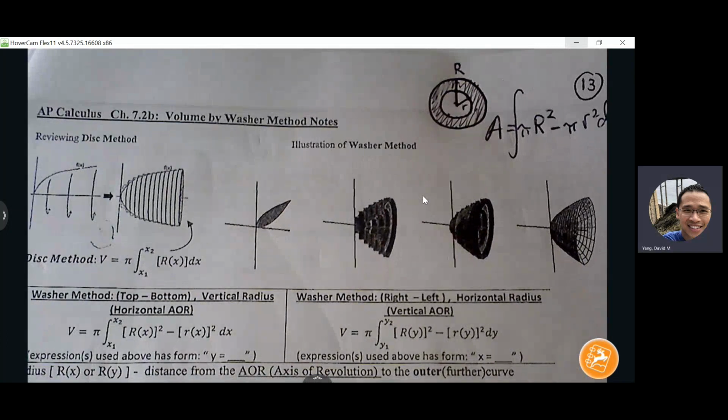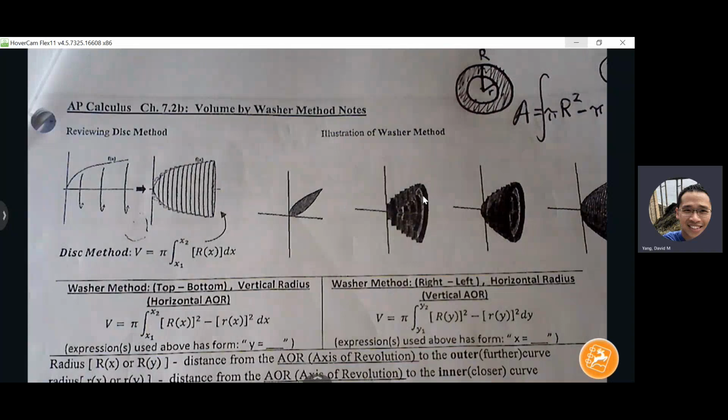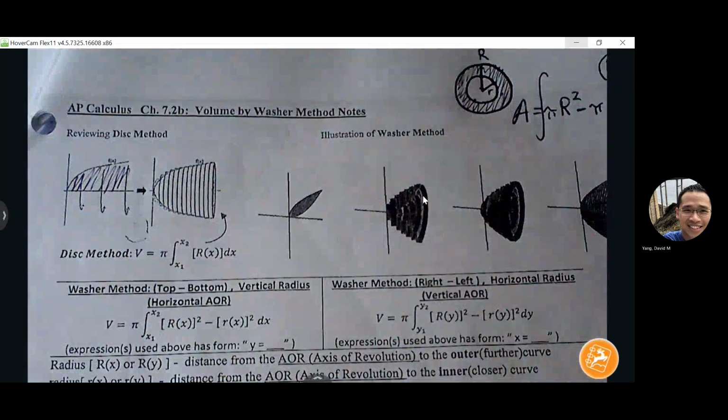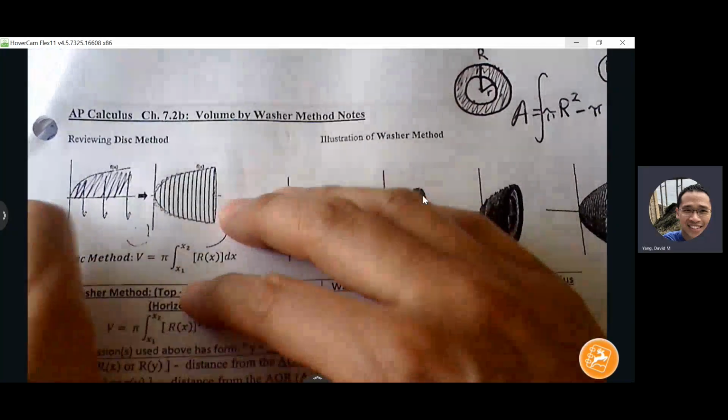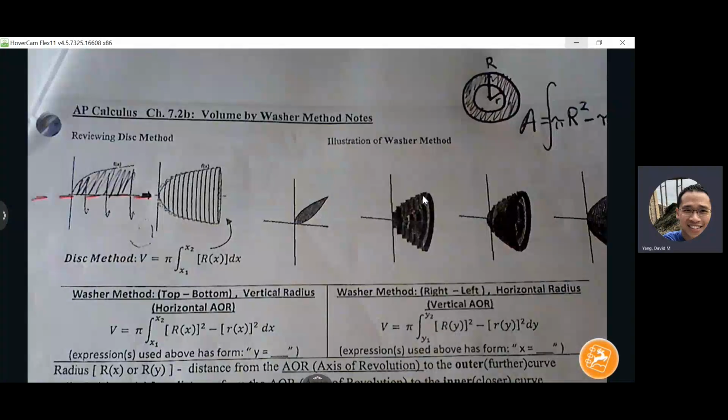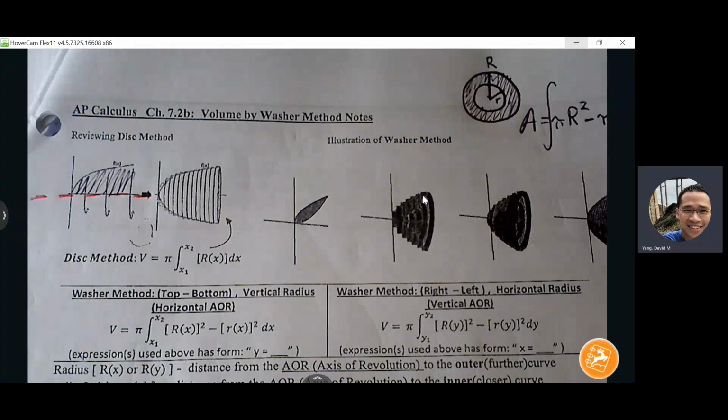So visually, let's review the disc method. This is where we have a shaded region and an axis of revolution. But look at where the dotted line is in relation to the shaded region. You don't see any gaps, right? This is completely flushed up against the axis of revolution. So when there's rotation, it's going to be a completely solid object. You're not going to be able to put your hand in it. It's just going to be completely filled out.